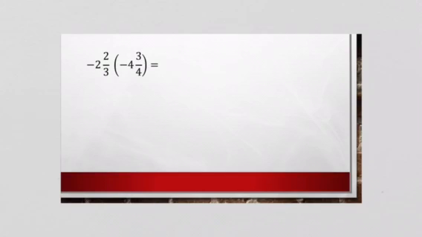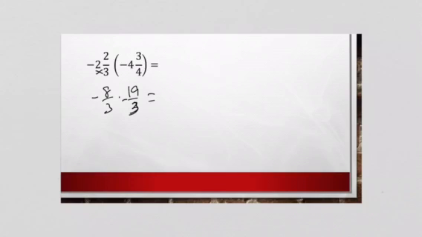What do we do if we have this one? Wait, did I put my sign on the last one? Yes, I did. Okay. What do we do on this one? Well, we have a negative times a negative, so our answer is going to be positive. But we're going to change them both to improper fractions. So we're going to do 3 times 2 is 6, 7, 8. So it's going to be negative 8/3 times 4 times 4 is 16 plus the 3 on top, 16, 17, 18, 19, negative 19/3.